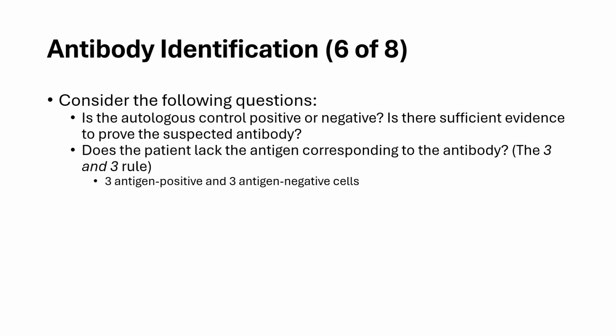And then, does the patient lack the antigen corresponding to the antibody? So that's the 3 and 3 rule. For reliable antibody identification, the panel should include at least 3 antigen positive cells, so cells that express the antigen, and 3 antigen negative cells, so cells that do not express that antigen. This rule helps ensure that the antibody is truly reacting to the specific antigen and not causing nonspecific reactions.